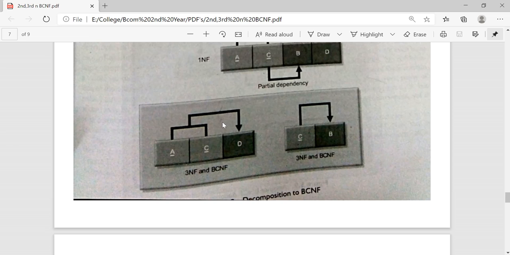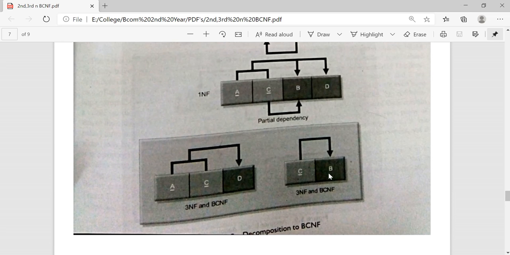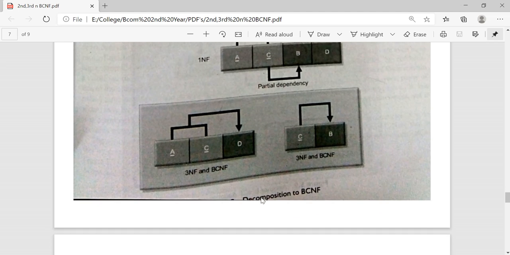Okay, now these 2 tables are in BCNF. ఓకే, ఇక్కడ నాన్ కీ అట్రిబ్యూట్స్ ట్రాన్సిటివ్ డిపెండెన్సీ లేదు, పార్షియల్ డిపెండెన్సీ లేదు and BCNF కండిషన్ కూడా లేదు. కీ అట్రిబ్యూట్ is being determined by non-key attribute, అట్లాంటి కండిషన్ కూడా లేదు. సో ఆటోమేటికల్లీ these tables are satisfying both conditions of 3NF and BCNF.